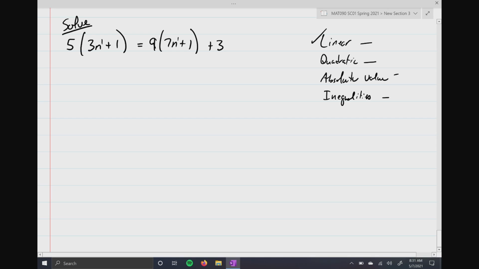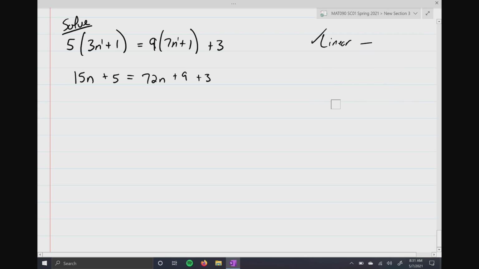Which means, step 1, do I see fractions? No. Step 2, do I see parentheses? Yes. Distribute. So you have 15n plus 5 equals 72n plus 9 plus 3. So step 3, look on the left, combine like terms. I can't. Look on the right, combine like terms. I will.